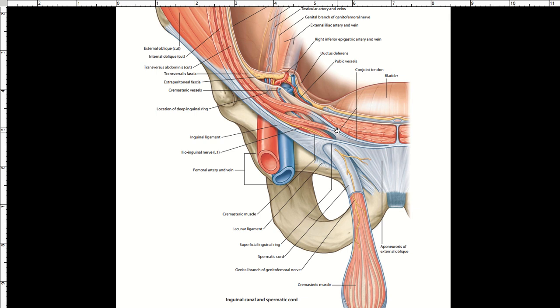So it is the conjoined tendon that reinforces the superficial inguinal ring. The conjoined tendon made by the internal oblique and the transversus abdominis reinforces the superficial inguinal ring. You understand that? Good. Let's take a recap, or let's look into another diagram.